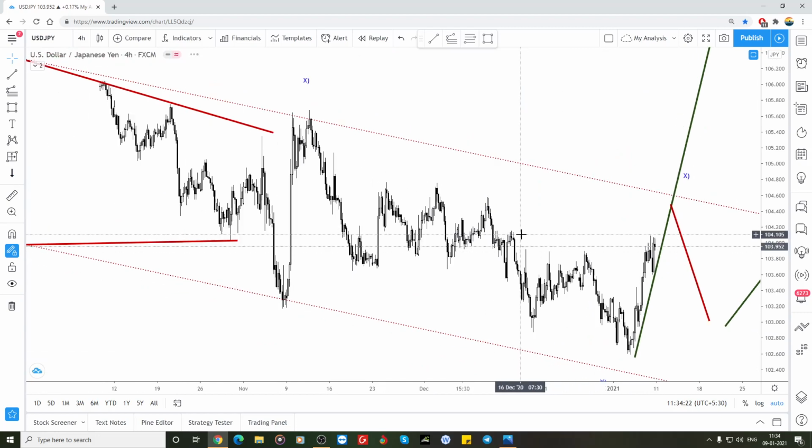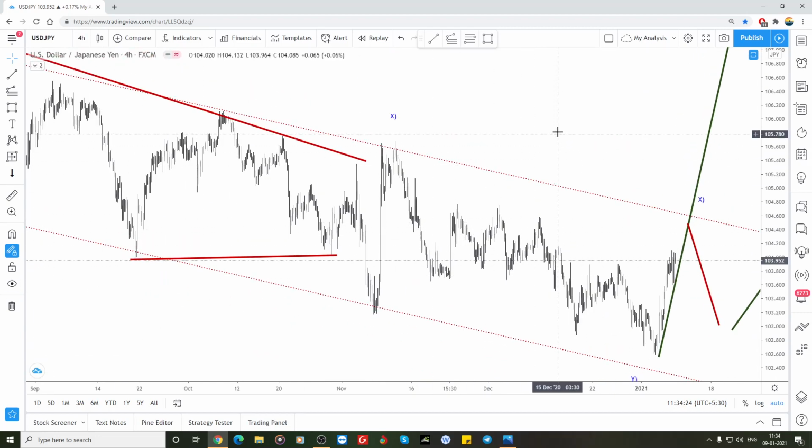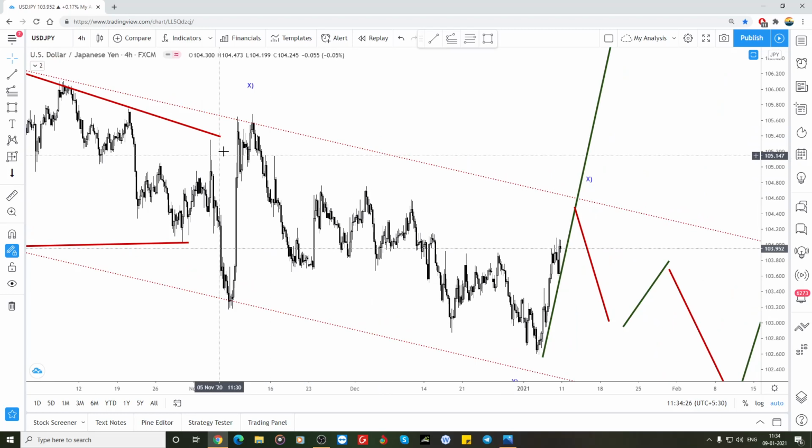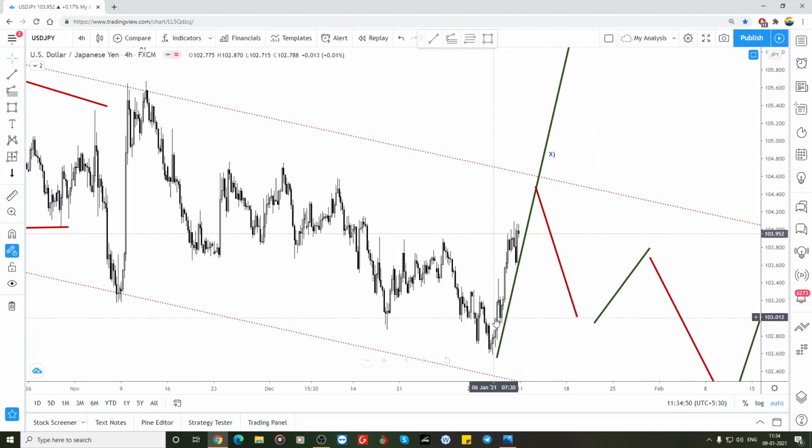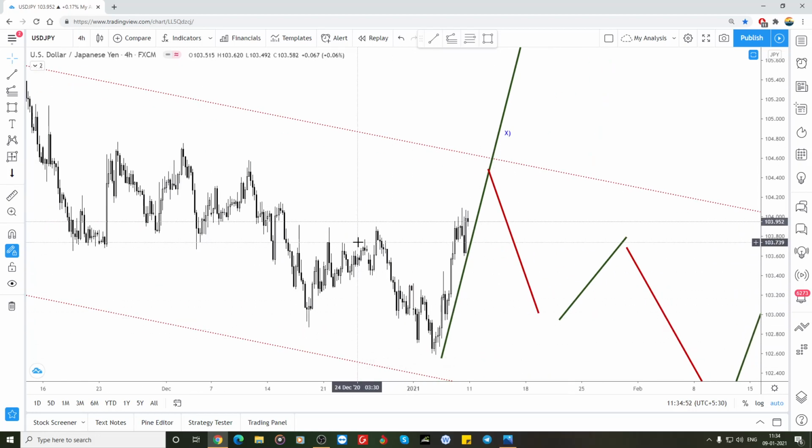So here also, 1, ABC is a 2. Here A, ABC is a B, and C: 1, 2, 3, 4, 5. So here is a third, and after that ABC is a fourth here, and again A, B, and C is a 5, or it could be a W, X, Y, Z. It's already completed. So from here onwards it has to bounce.